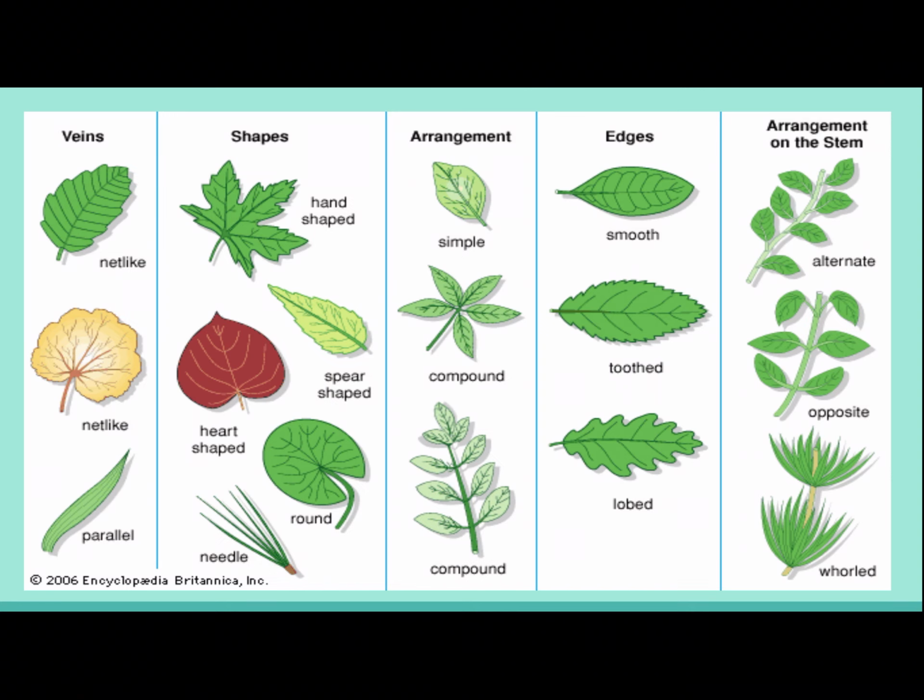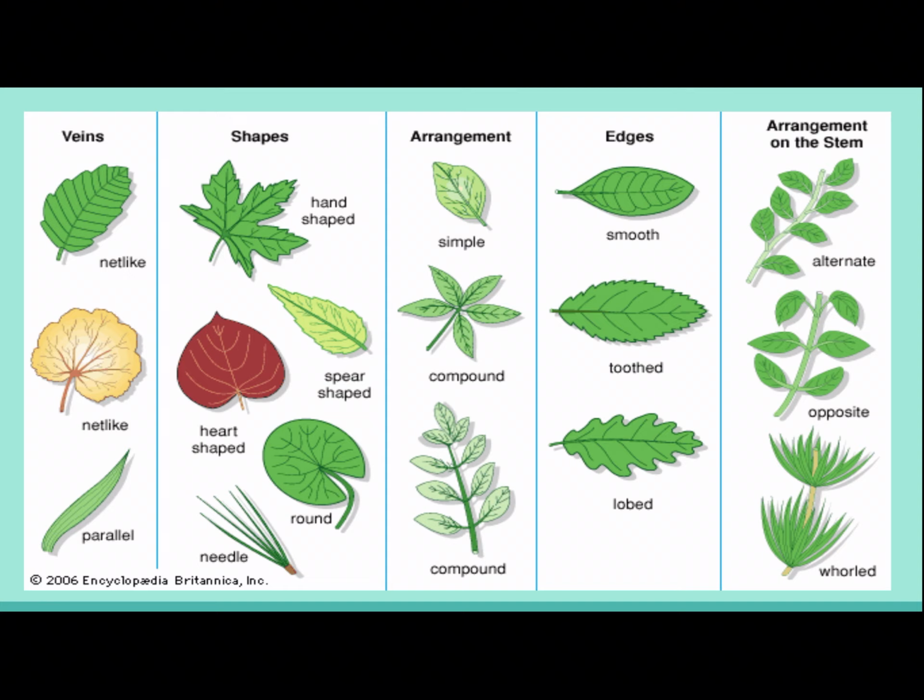Here you can see a lot of interesting information about leaves, the different types of veins that they have. You can have net-like veins on leaves. You can have parallel veins on leaves. The different shapes of leaves: you can have the hand shape, and hopefully you recognize that looks like a maple leaf. You can have spear-shaped leaves, heart-shaped leaves, round leaves, and needle-like leaves.